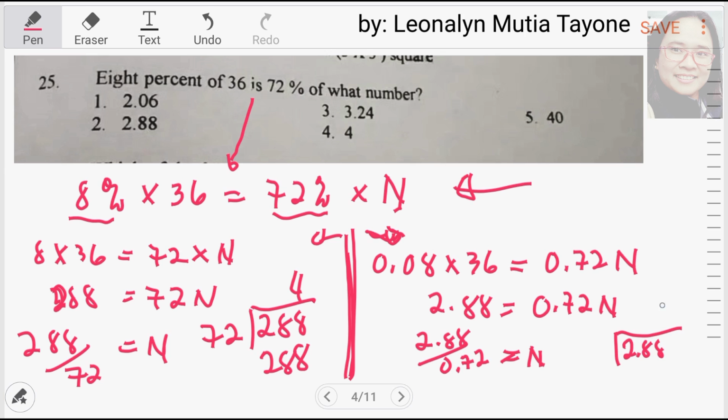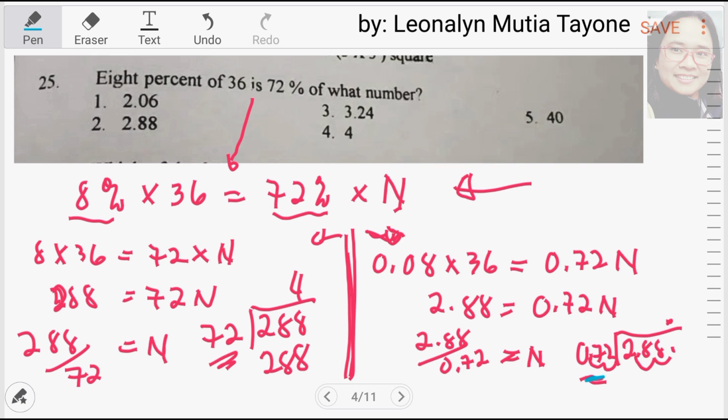2.88 divided by 0.72. Ang divisor dapat whole number, so i-move natin to the right. 1, 2. Twice tayong nag-move, so twice din tayong mag-move dito sa loob. Nandito na si decimal. Anong napansin nyo? Naging whole number dito si 72, ganun din naman dito sa kabila. Para klaro lang, gawa natin ng ibang kulay.